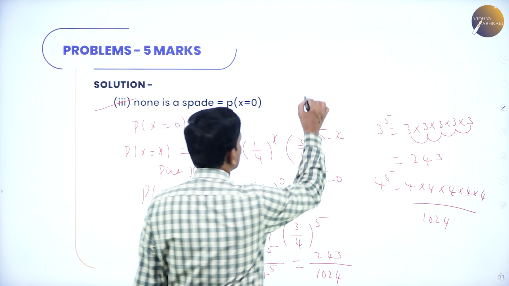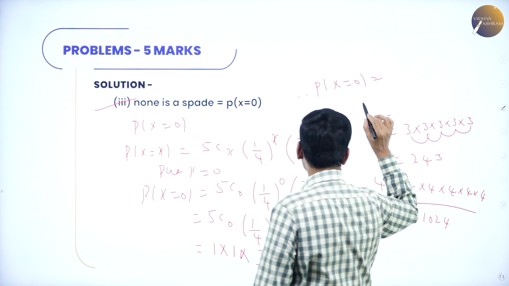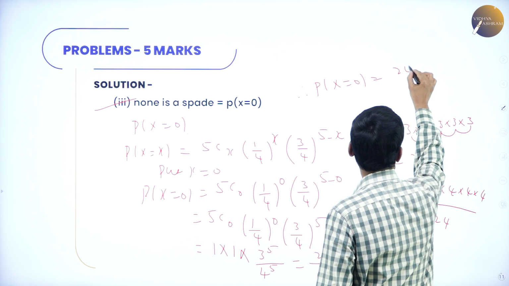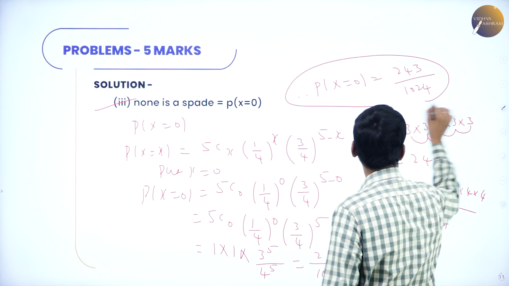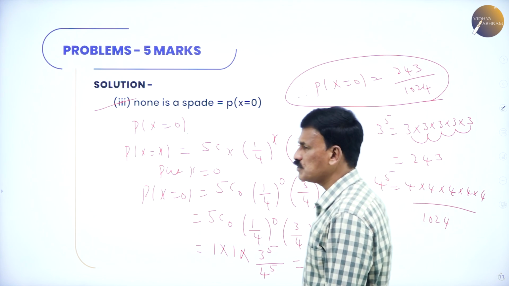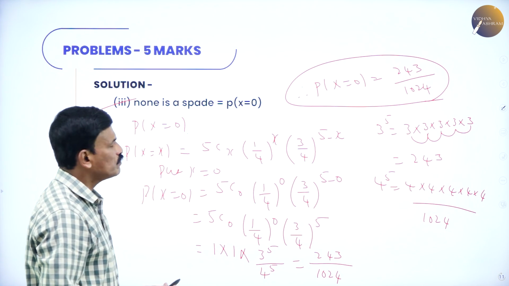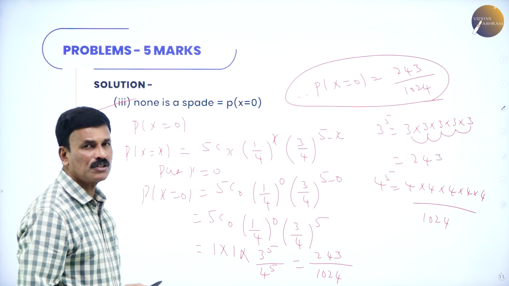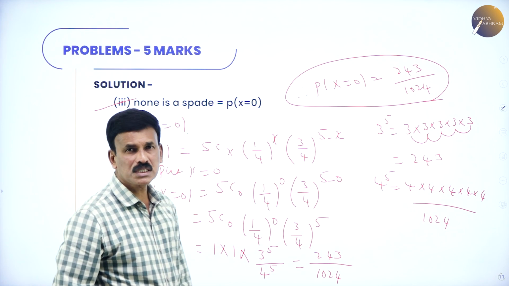Therefore the required answer, the probability that none of them is a spade, P of x is equal to 0, is 243 divided by 1024. Hence, the required probability that none of them is a spade is 243 divided by 1024. That's all regarding this problem.